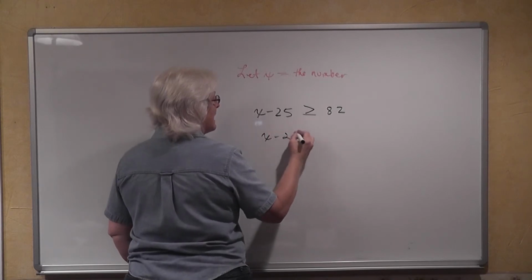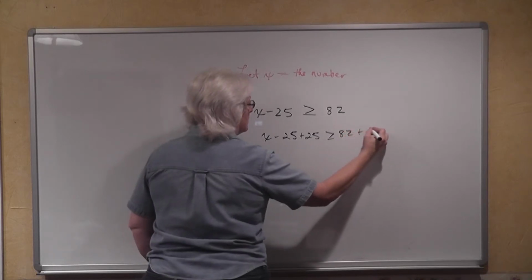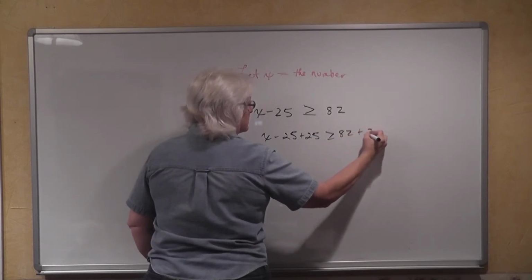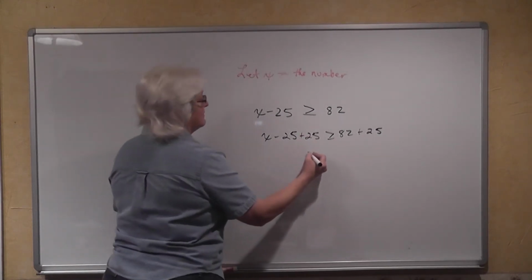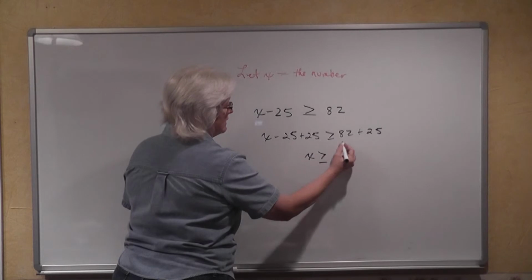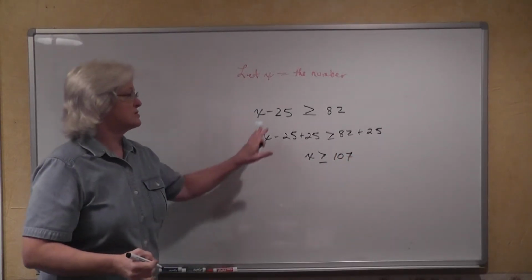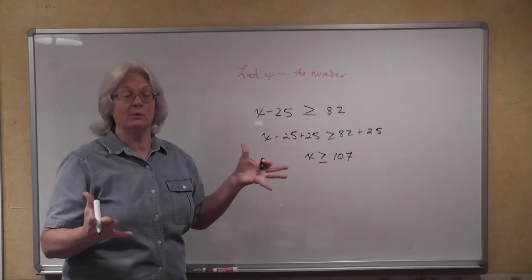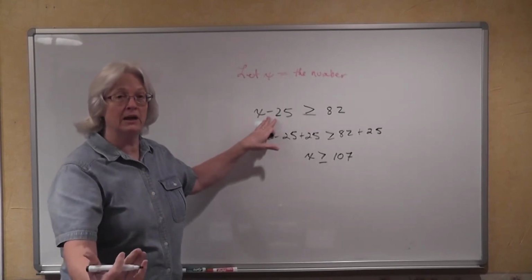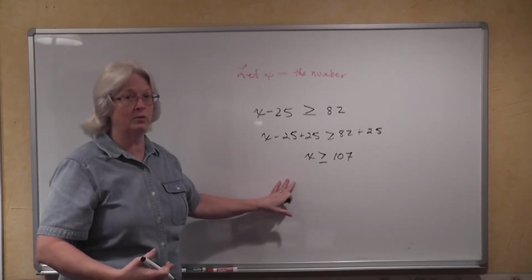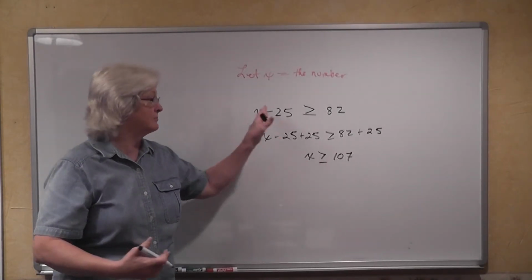Again, we're going to add 25 to both sides of this inequality. When I add 25 here, I have that x is going to be greater than or equal to 107. So here, negative 15 wouldn't work, because negative 15 minus 25 is negative 40, and negative 40 is clearly not greater than or equal to 107.